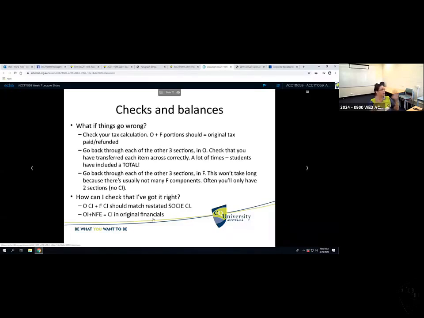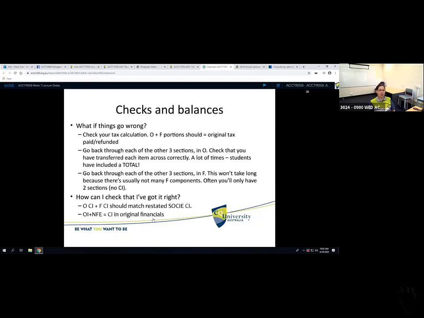Now, say you've done it, you've followed through the 45 minutes and you've got to the end and your total CI doesn't balance. What if things go wrong? What can you do to go back and check? Okay, so here's the step-by-step self-fix-it. So again, this won't make sense until you actually go through and do your restating.